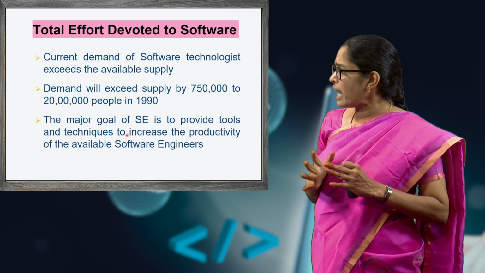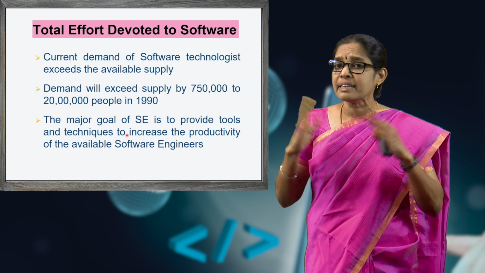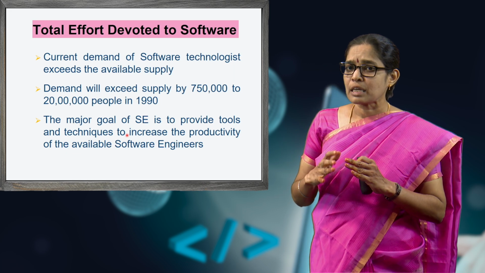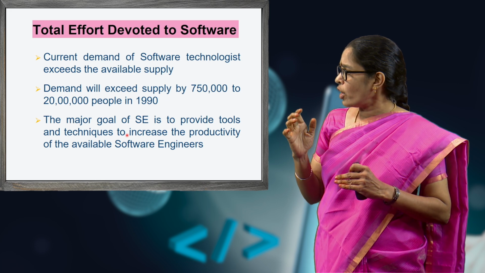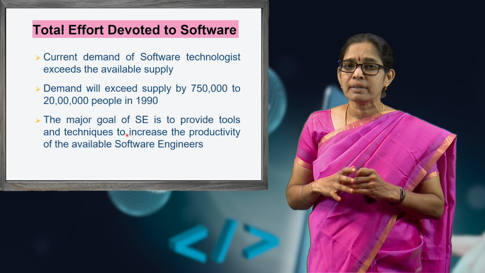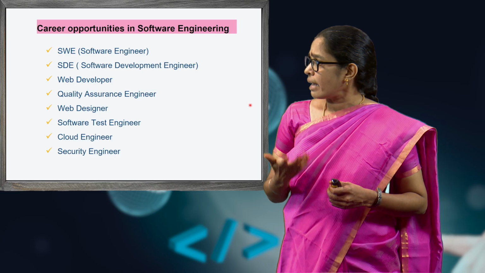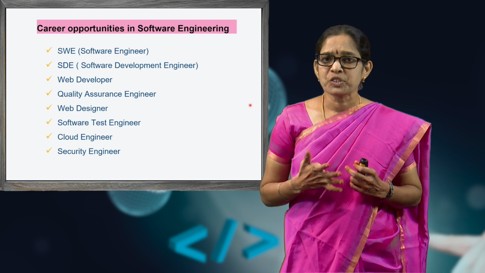Here the current demand for software technologists exceeds the available supply. The demand will exceed supply by 7.5 to 20 lakh people in 1990. Now it has gradually increased. So the major goal of software engineering is to provide tools and techniques to increase the productivity of the available software engineers.